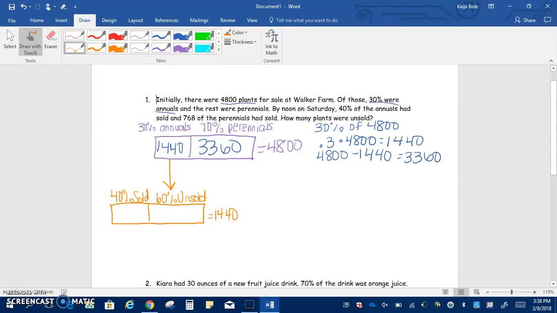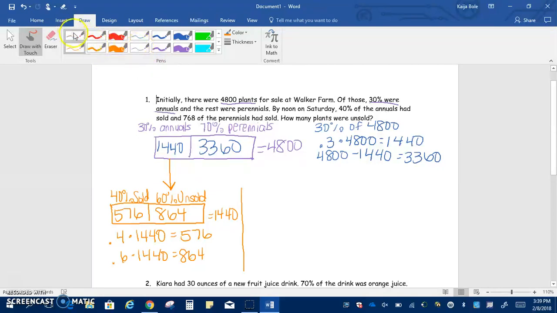So we can do the equation for both of these. If we do 0.4 times 1,440, this would equal 576. So 576 plants were sold. And then if we do the other one, 0.6 times 1,440, you would get 864, and 864 plants were unsold. If you add those up, you do get 1,440, which is a good way to make sure you didn't make any computation errors. Alright, so from there, those are the annuals.